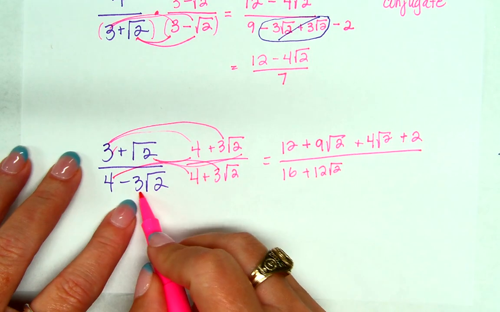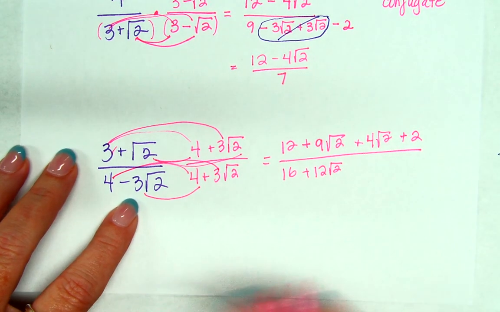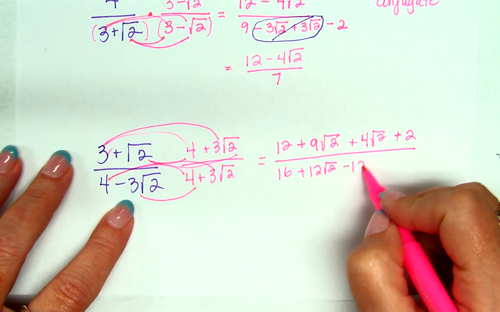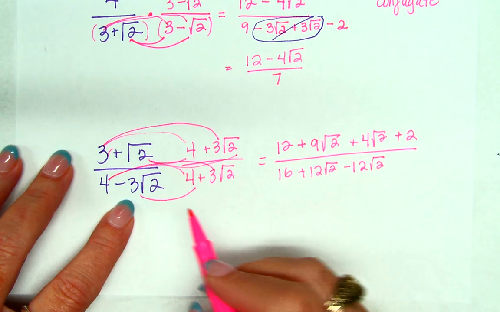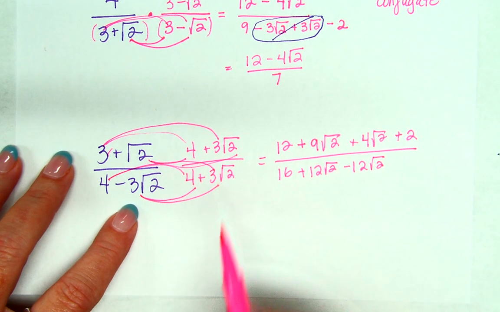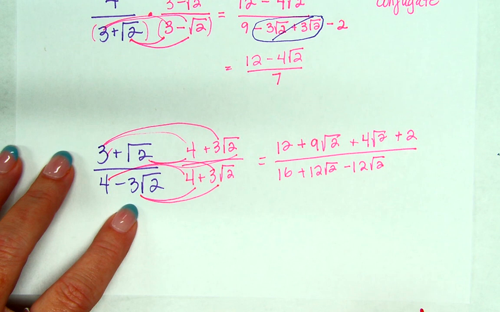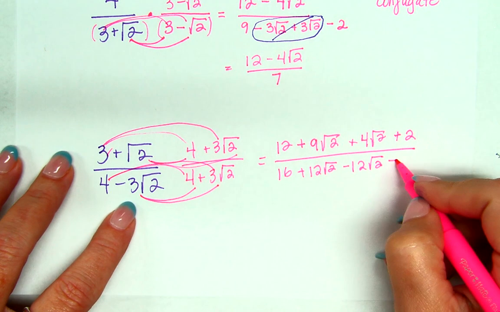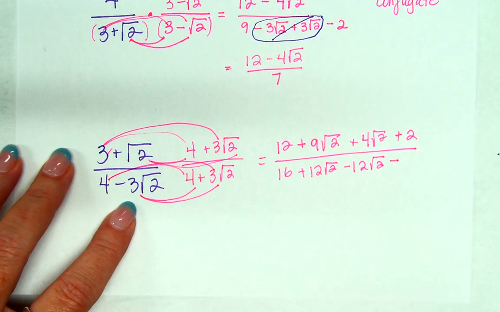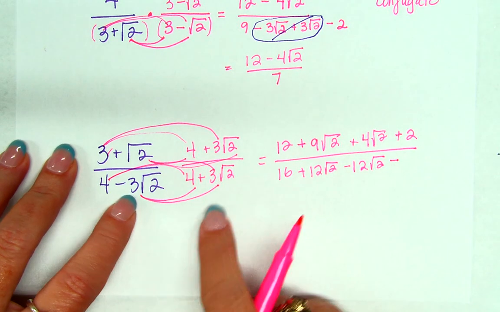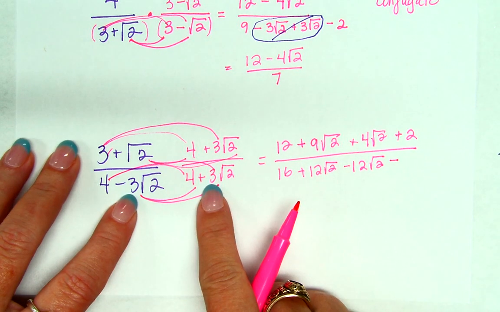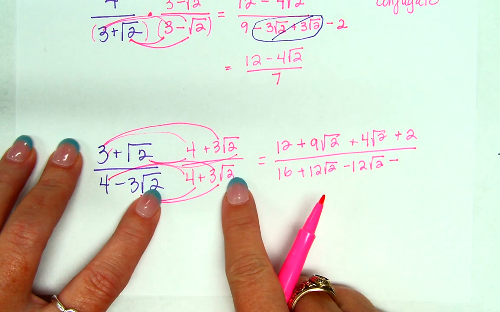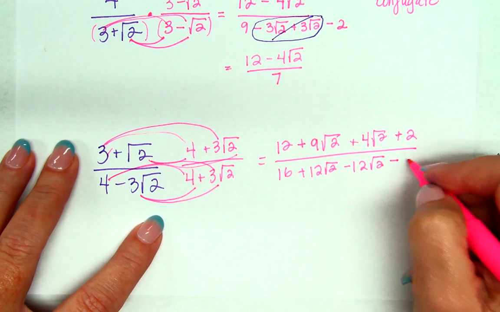What is negative 3 root 2 times 4? Negative 12 root 2. Good. And what is negative 3 root 2 times 3 root 2? It's a negative, right? It would cancel if we were adding, but are we adding? No, what are we doing? Multiplying. So what's 3 times 3? 9. But we also have root 2 times root 2. What is that? 2. So what's 9 times 2? 18.